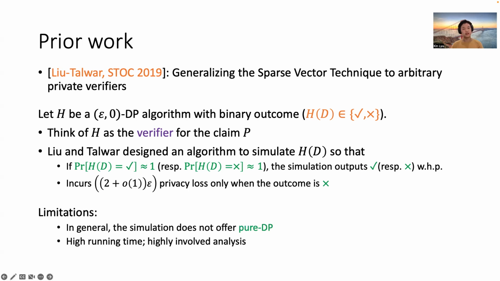First of all, in general, this simulation does not offer pure DP, even if you start with a pure DP verifier H. Namely, they ended up with a privacy bound with strictly positive delta. Another drawback might be that the algorithm has a high running time. In order to run their simulation, they need to run the given verifier H many times and do some highly involved post-processing, which makes their proof very complicated.